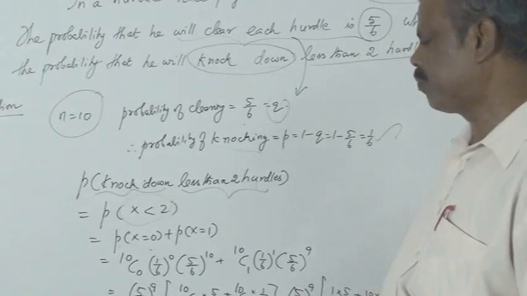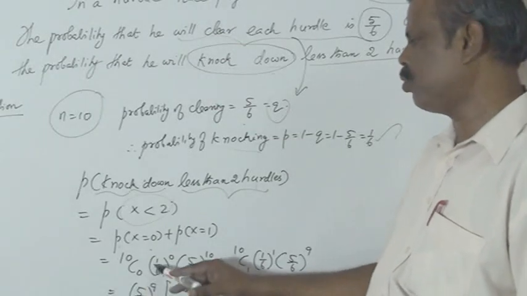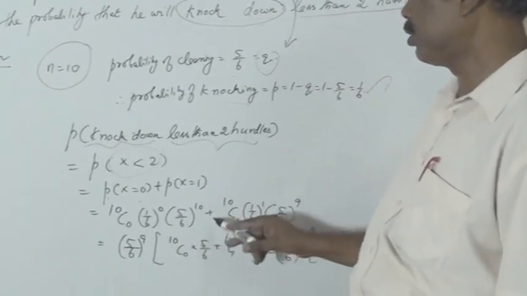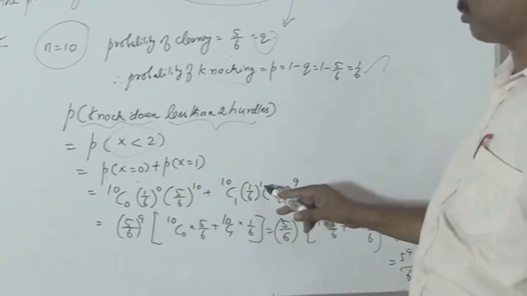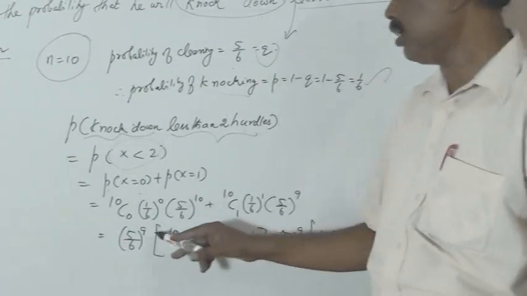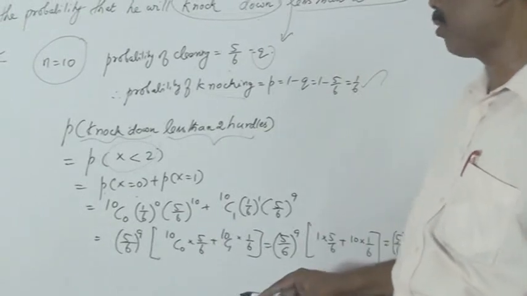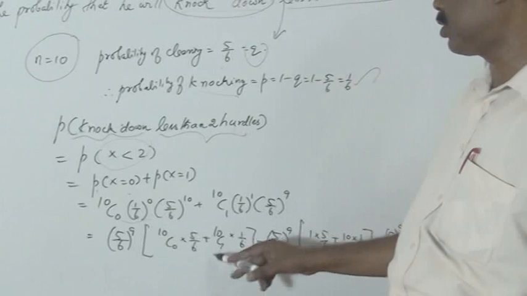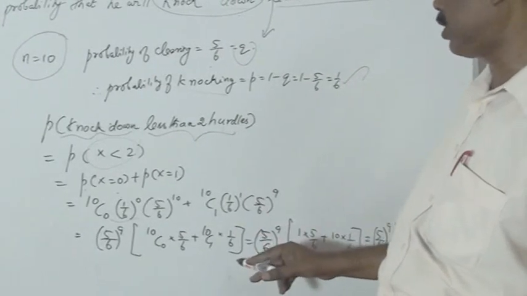is equal to 1. Therefore, 10C0, 1 by 6 power 0, 5 by 6 the whole power 10, plus 10C1, 1 by 6 power 1, 5 by 6 the whole power 9. Now here I am taking 5 by 6 the whole power 9 as common factor. So I will get 10C0 into 5 by 6, then 10C1 into 1 by 6.